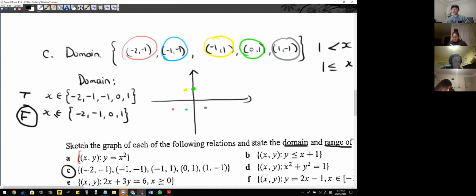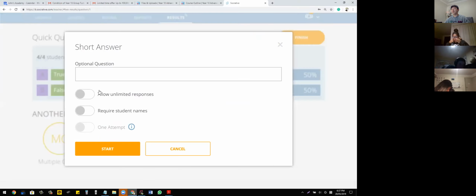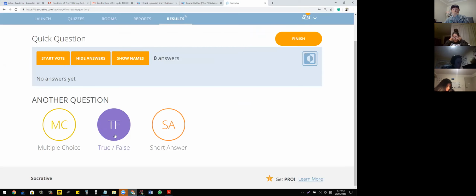Okay. So using this knowledge, you guys can maybe figure out. All you have to do is just give a list of the values of y. Okay, so I'll try that question here.